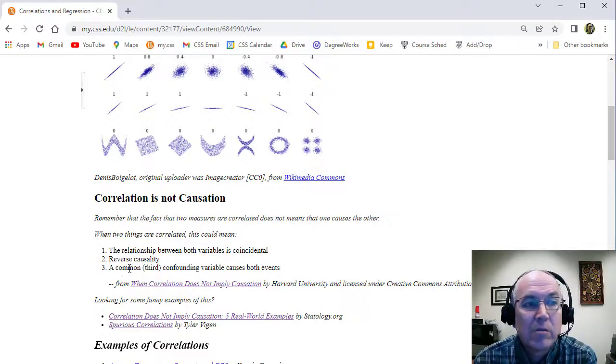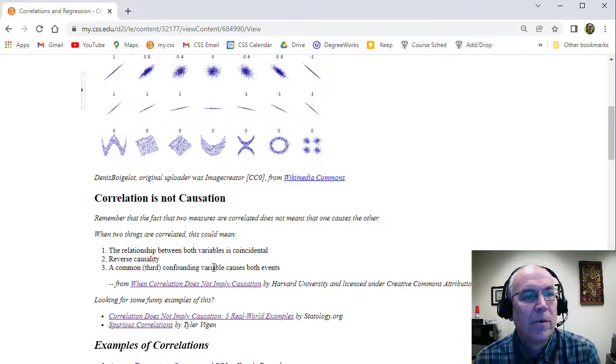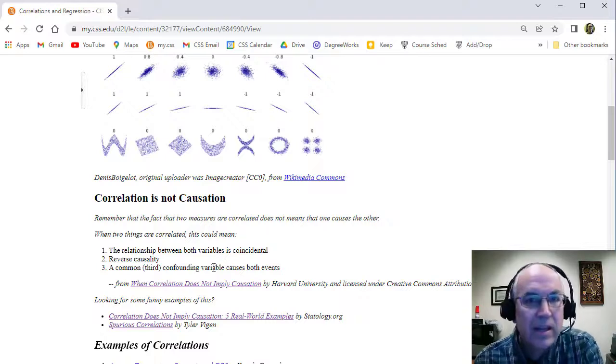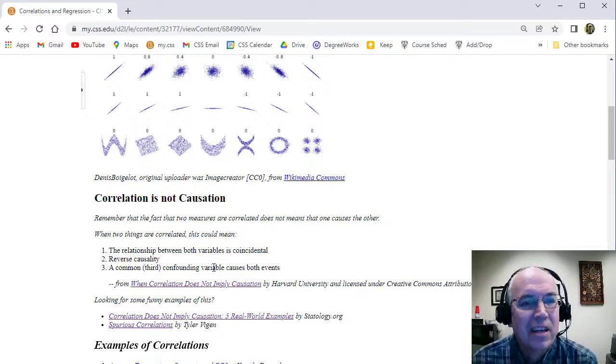And what's more often a problem is that we have a common, what we call a confounding variable, that causes both events. An example might be that there's a strong correlation in the United States between the number of people eating ice cream cones and shark attacks. As more people eat ice cream cones during the year, we have many more shark attacks.